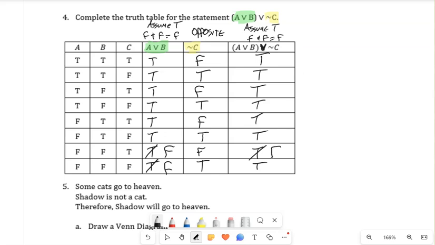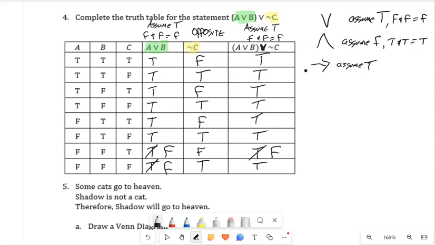And, false equals false. So, or: assume true, and false equals false. And: assume false, and true equals true. Implies: assume true, and false equals false. That gives you a very fast and efficient way of approaching all the truth tables. I hope this makes sense.